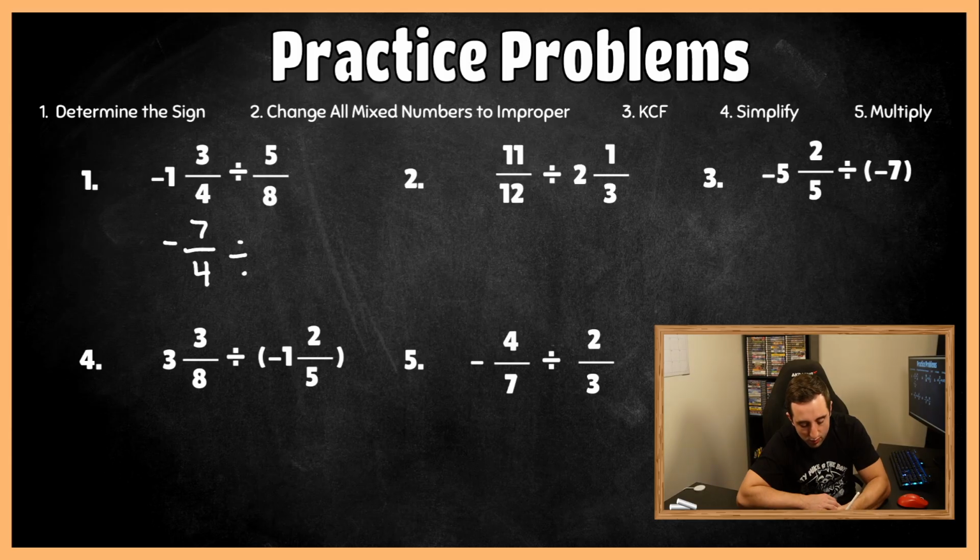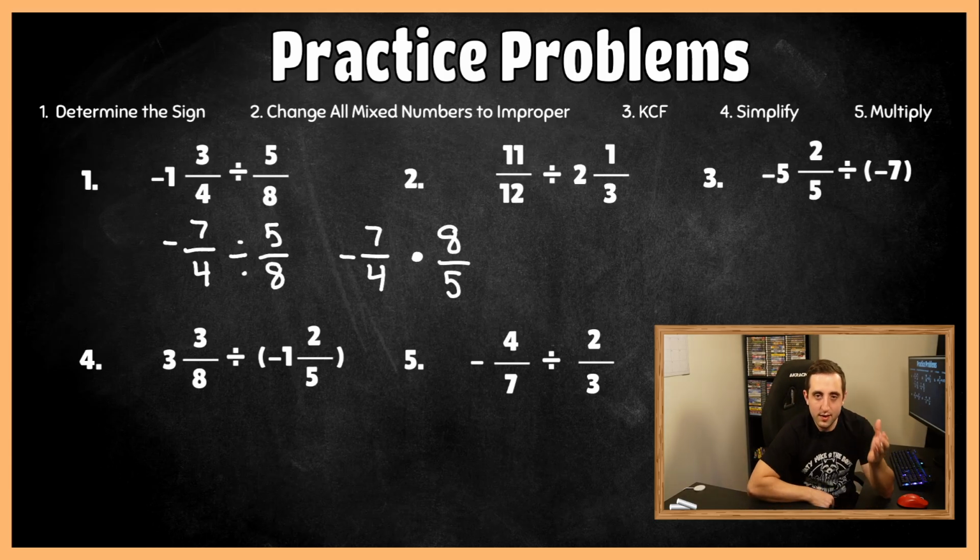And then from there, you then want to utilize keep, change, flip. So we're going to keep -7/4 the way it is. We're going to change division to multiplying and then flip 5/8. So it's now 8/5. Then you want to check to see, well, can you simplify anything? 4 and 8 are both divisible by 4. So 4 divided by 4 gives us 1, and 8 divided by 4 gives us 2.